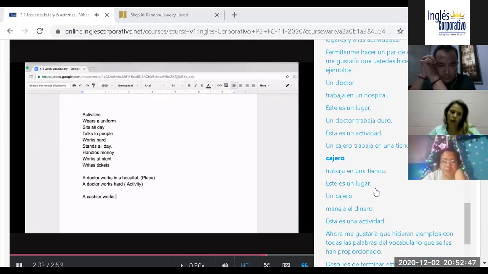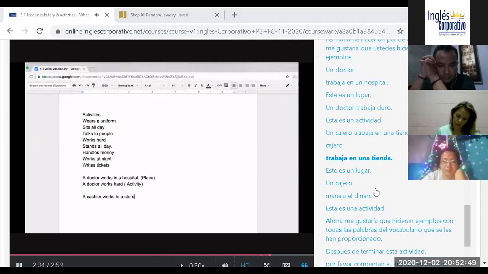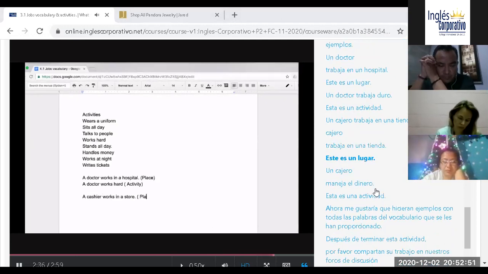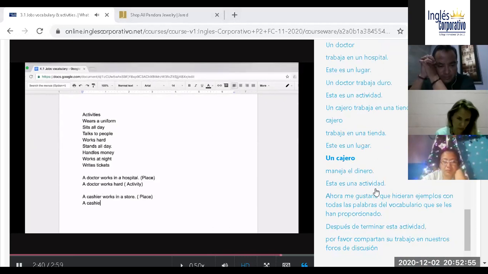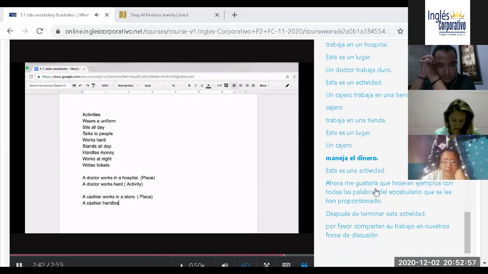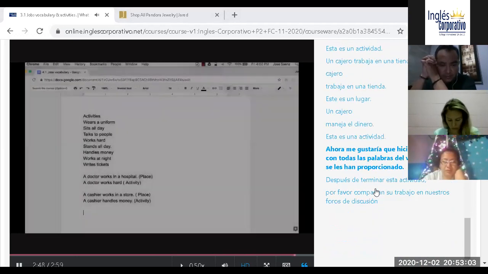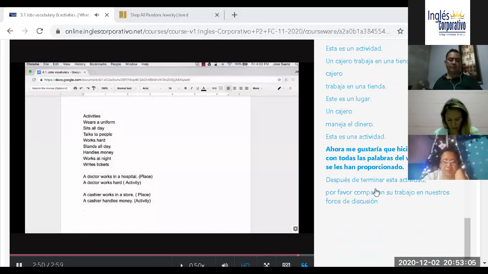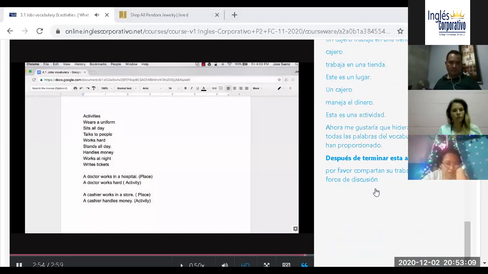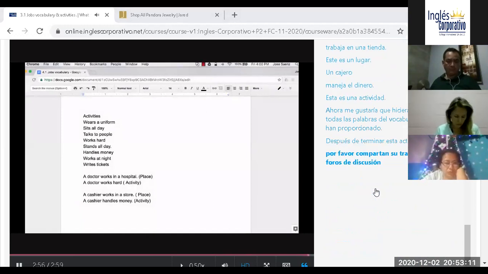This is a place. A cashier handles money. This is an activity. Now, I would like for you to make examples with all the vocabulary words given. After you finish this activity, please share your work in our discussion forums.